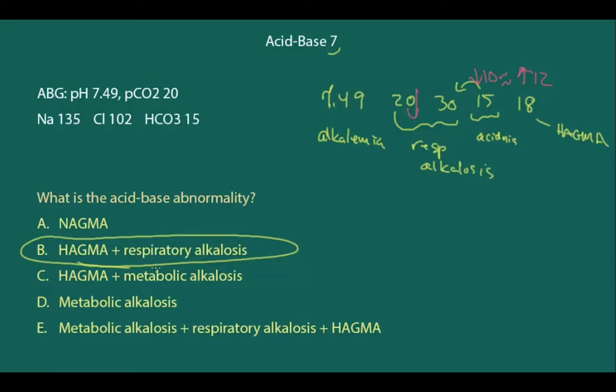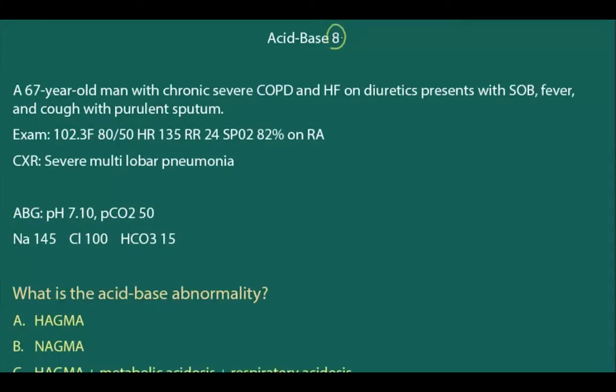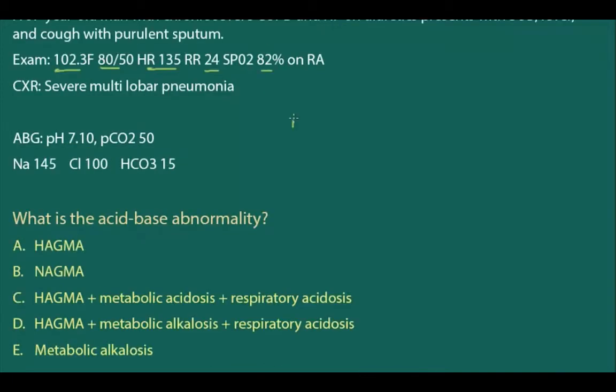Okay, number 8. Here we have a 67-year-old man with chronic severe COPD and heart failure. He's on diuretics, and he's presenting with shortness of breath, fever, and cough with purulent sputum. Temperature of 102.3, blood pressure 80/50, heart rate 135, respiratory rate 24, pulse ox 82%, chest x-ray severe multilobar pneumonia. pH 7.10, PCO2 50, bicarb 15. Expected PCO2 would be 30. 15 plus 15 is 30.